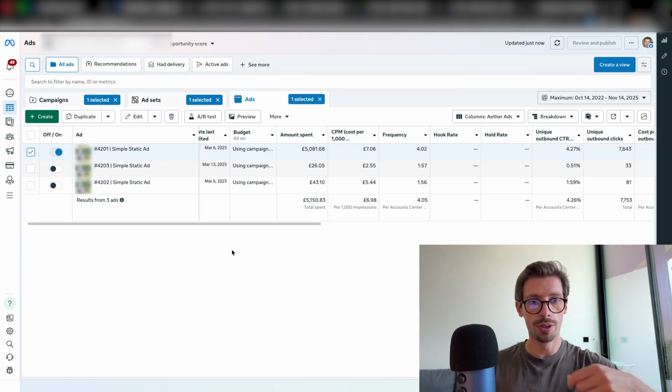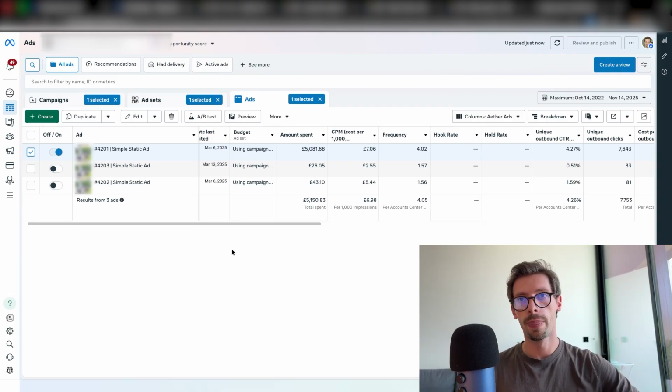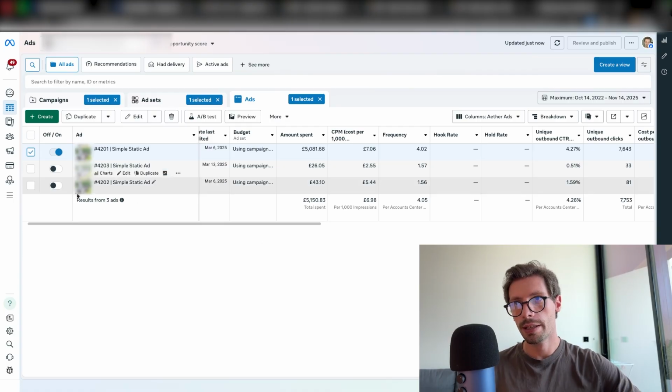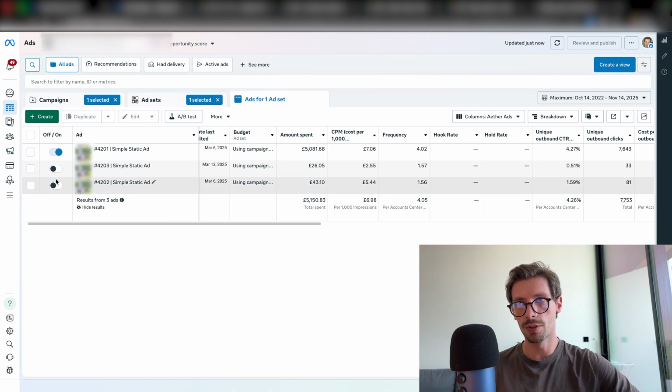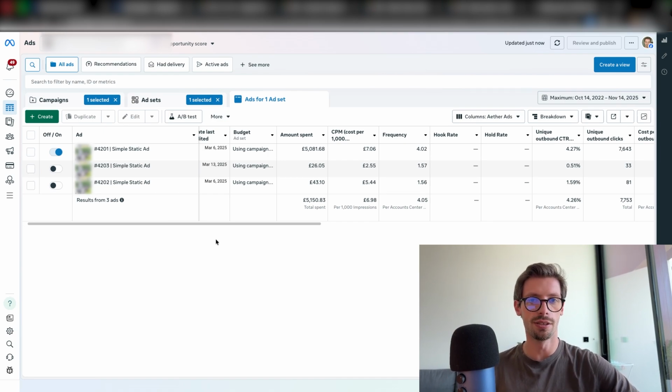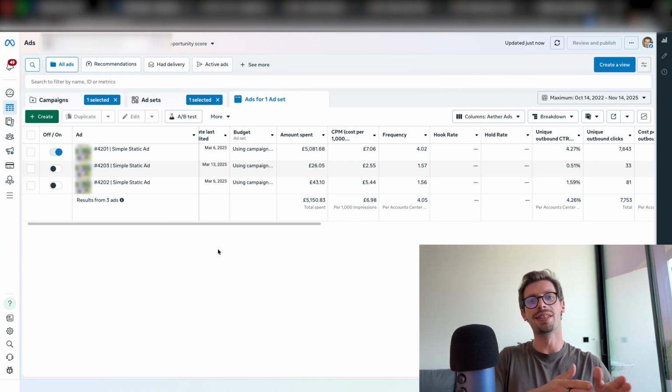Now, if you do the same thing after the Andromeda update in 2026, then you will usually just get trash out of it, because those ads are so similar that Andromeda just pushes them to the same audience. And it doesn't even consider that the headline is slightly different. It rather looks at the creative format.